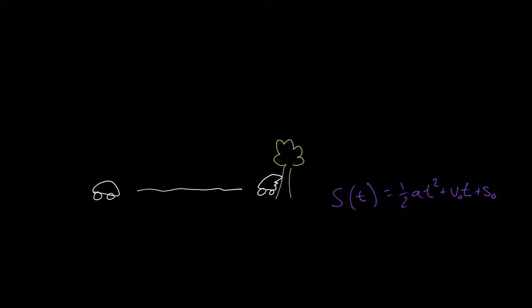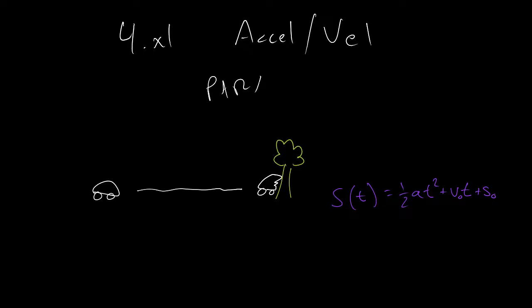Coming at you with some AP Calculus. This is 4.x1, dealing with acceleration and some velocity stuff. And this is going to be part 2. We're going to do example 4 and 5.